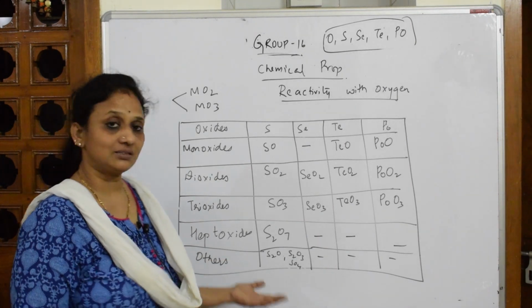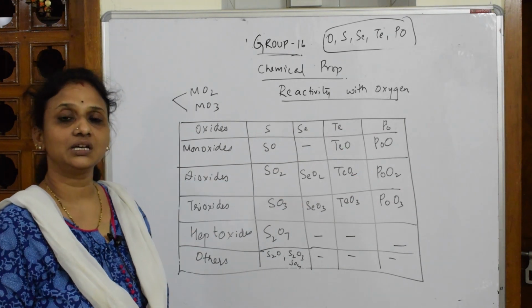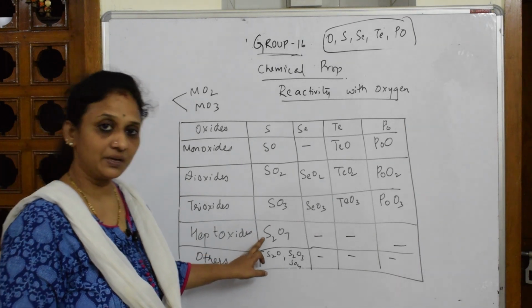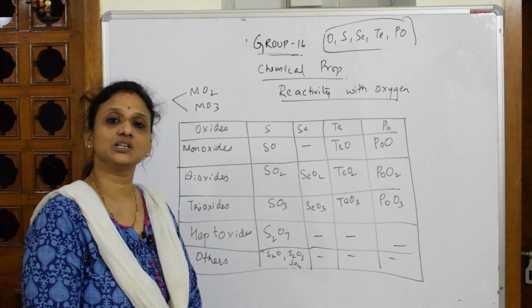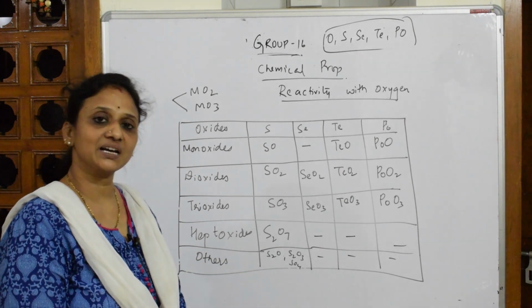When I come back to the other types of oxides, this is the maximum the elements show. But sulfur, apart from mono, di, tri and hepta, also shows oxides like S2O, S2O3 and SO4. So there's one important question asked from this. Let's come back and do that question.